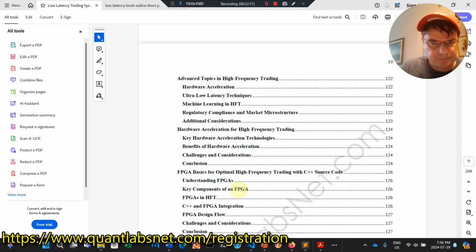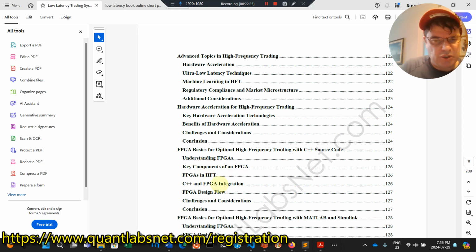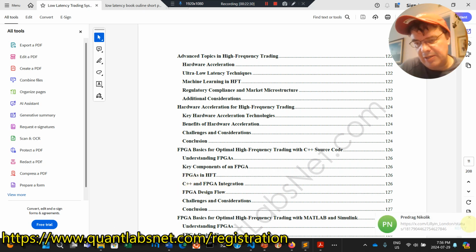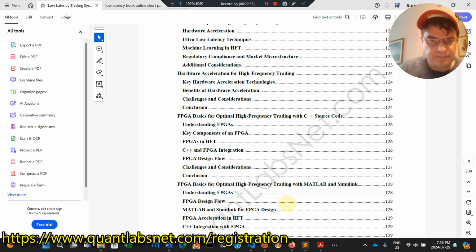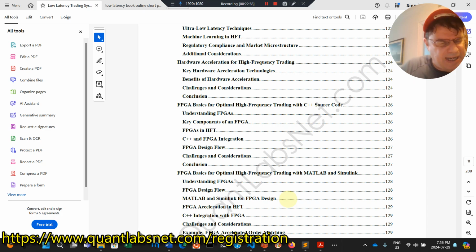So the first example, as I said, is FPGA basics. Understanding an FPGA, key component of an FPGA, FPGA and HFT, C++ and HFT, design flow, challenges, considerations. So as I mentioned earlier, I've kind of played with this using MATLAB and Simulink. If you find using C++ is confusing, you can use MATLAB for this. It's a very expensive option, like 40,000 from what I remember 10 years ago. It might be more expensive now.